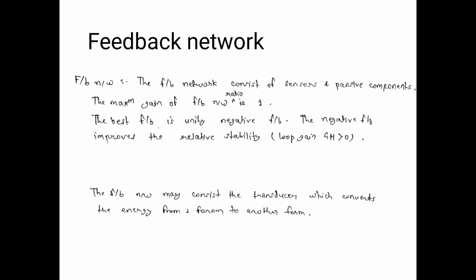The feedback network may also consist of a transducer, which converts energy from one form to another. Like in the case of the automatic iron box, the output is heat, while the feedback network converts heat to electrical voltage. So the feedback network is a transducer in the case of the automatic iron box.